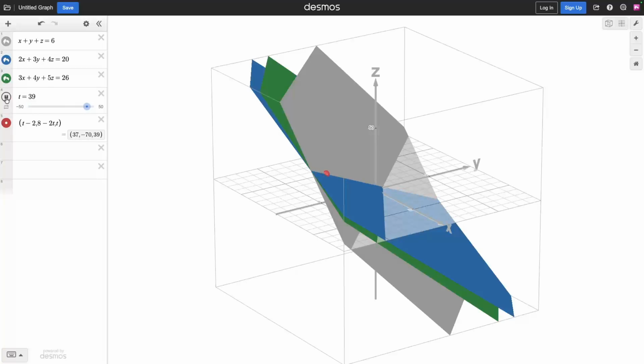As t varies continuously, the point tracks smoothly across the grid, tracing out a perfect straight line of solutions. You can see the coordinates updating in real time on the left of the screen. Every single location this point visits is a visual solution where all three of our original 3D equations balance perfectly.